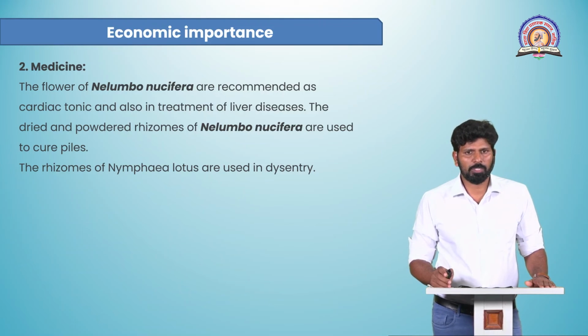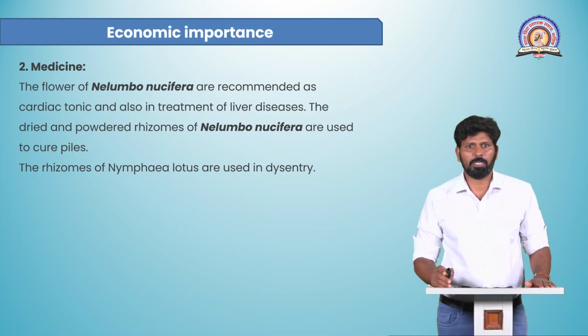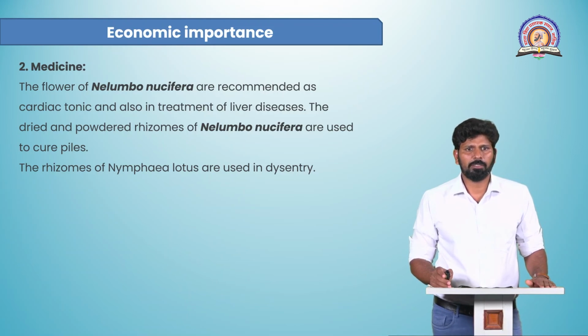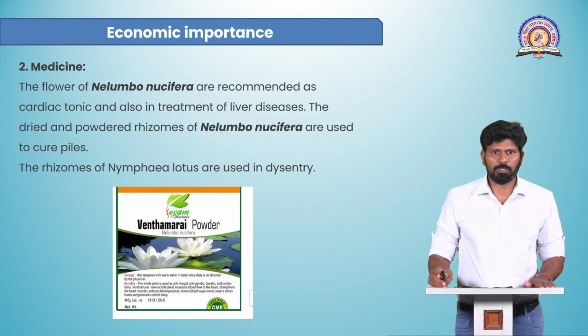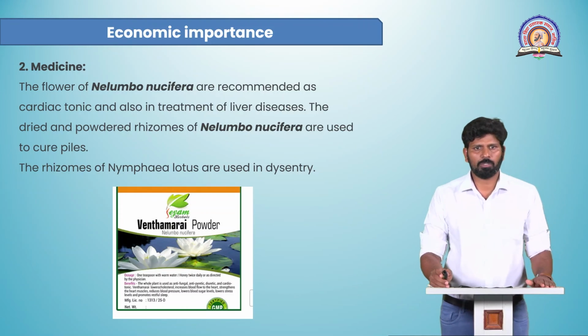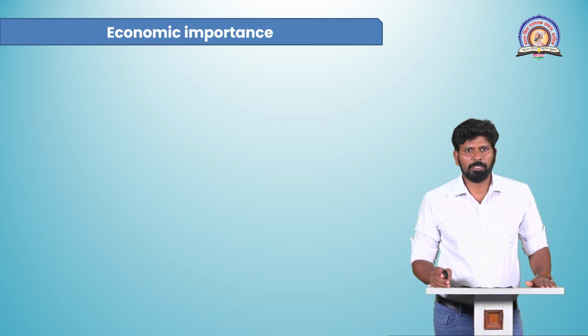Nelumbo nucifera is quite important medicinally, and it is recommended as a cardiac tonic and for liver disease. The dried powder of the rhizome of the same Nelumbo nucifera is used to cure piles. This is one of the products of this Nelumbo, the Ventamarai powder. This powder is used medicinally and recommended by many doctors. We can directly order that powder from different marketing websites, and we can also get this powder in medical stores.